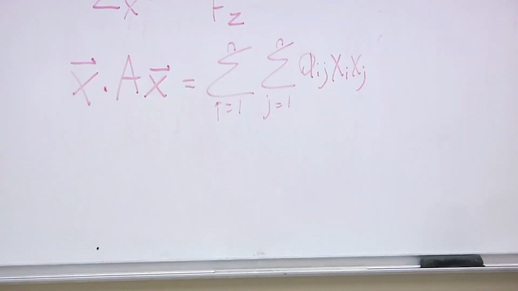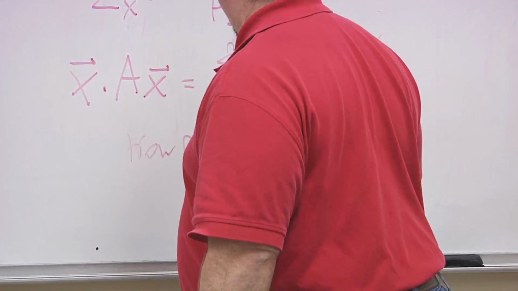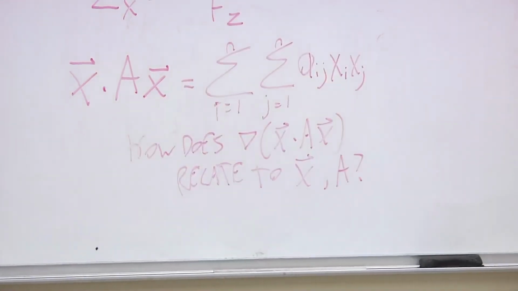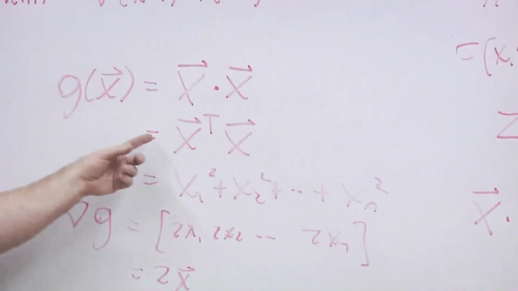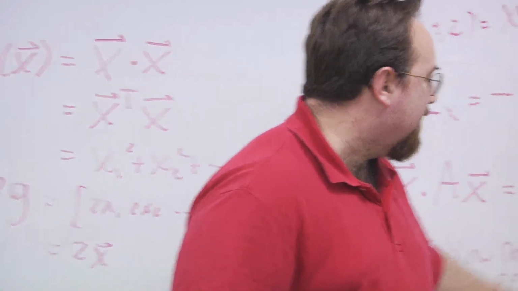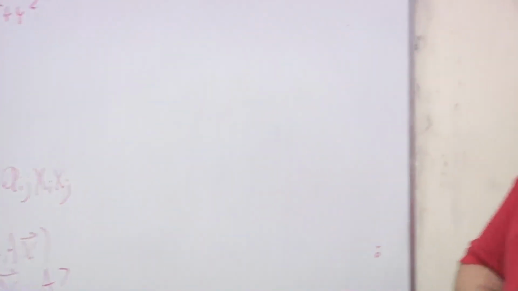How do you compute the gradient of that? That's why I recommend trying with a small example, just to see how it might work out. How does the gradient of this relate to x, or A, for that matter? Here, we have a simple relationship between the gradient of this function and x, it's just 2 times x. The question is, what happens in this case? If you try with a simple example, you just might be able to see it.